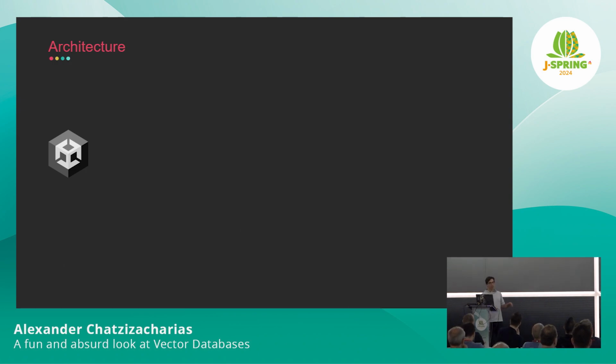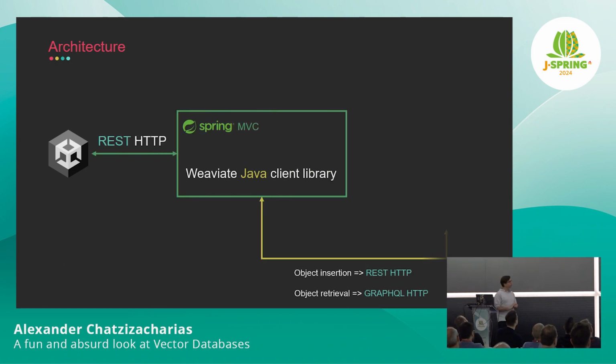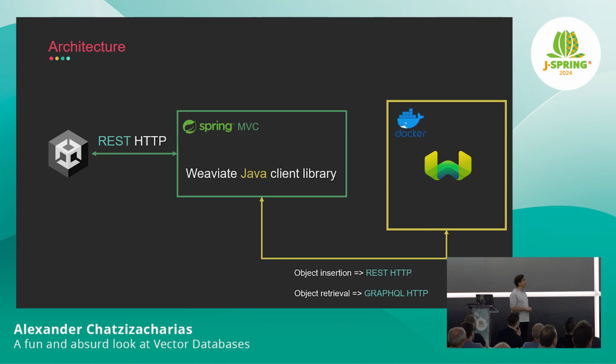So the architecture of all the demos is pretty simple. Through REST calls, I'll be calling my backend, which does some preparation and then calls through the VV8 client library to the Docker image.